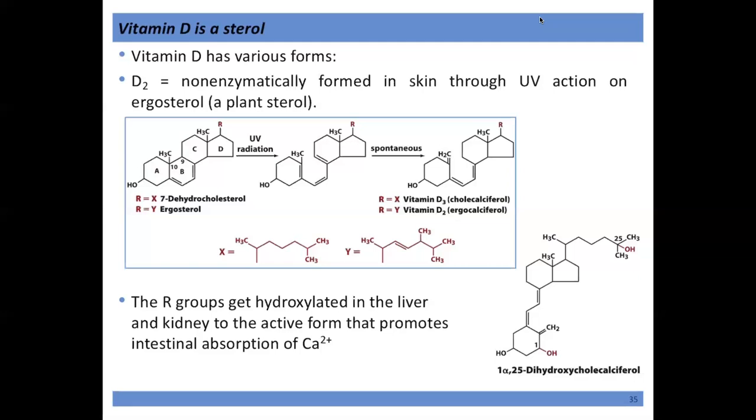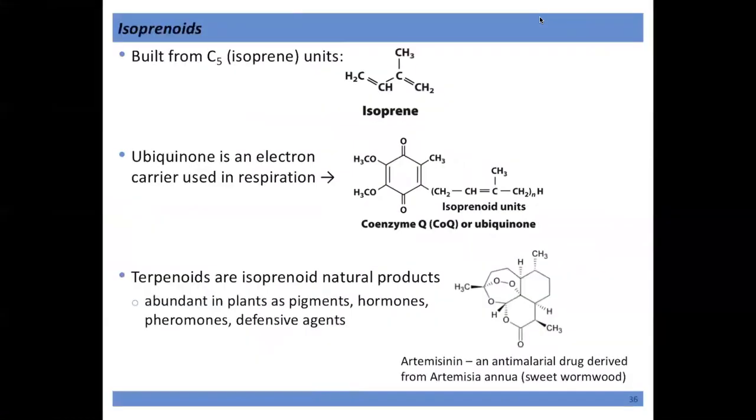There's some later modification. It gets hydroxylated in the liver and the kidneys to get to the active form. And it helps promote the intestinal absorption of calcium. So if you don't have enough vitamin D, you tend to have weak bones. So this is a common additive to milk, because then you're getting the vitamin that helps support the uptake of calcium from the milk, and you get strong bones and teeth.